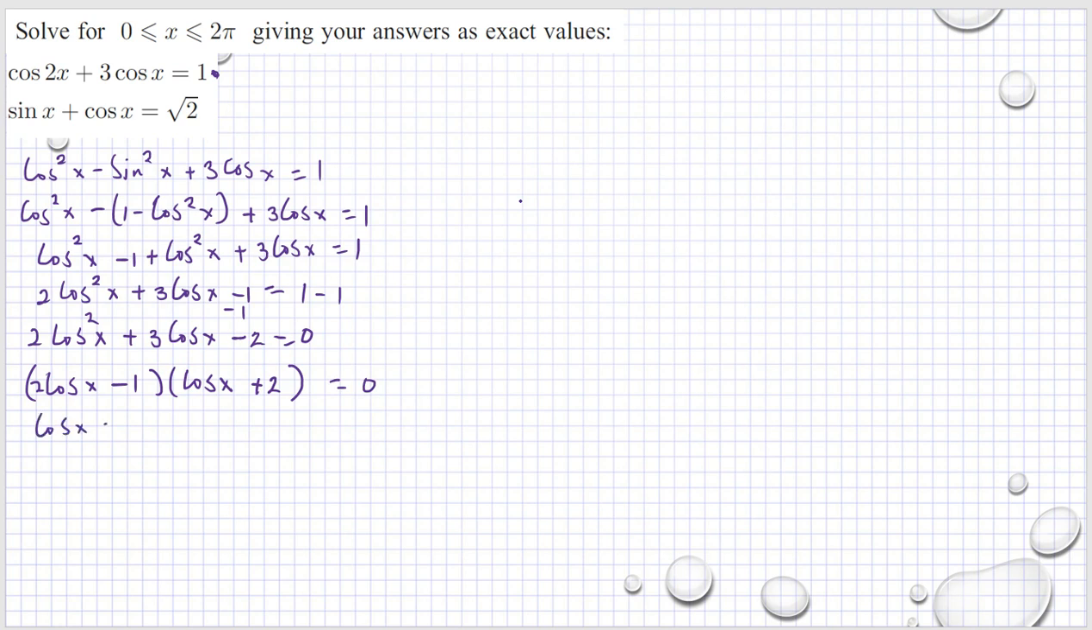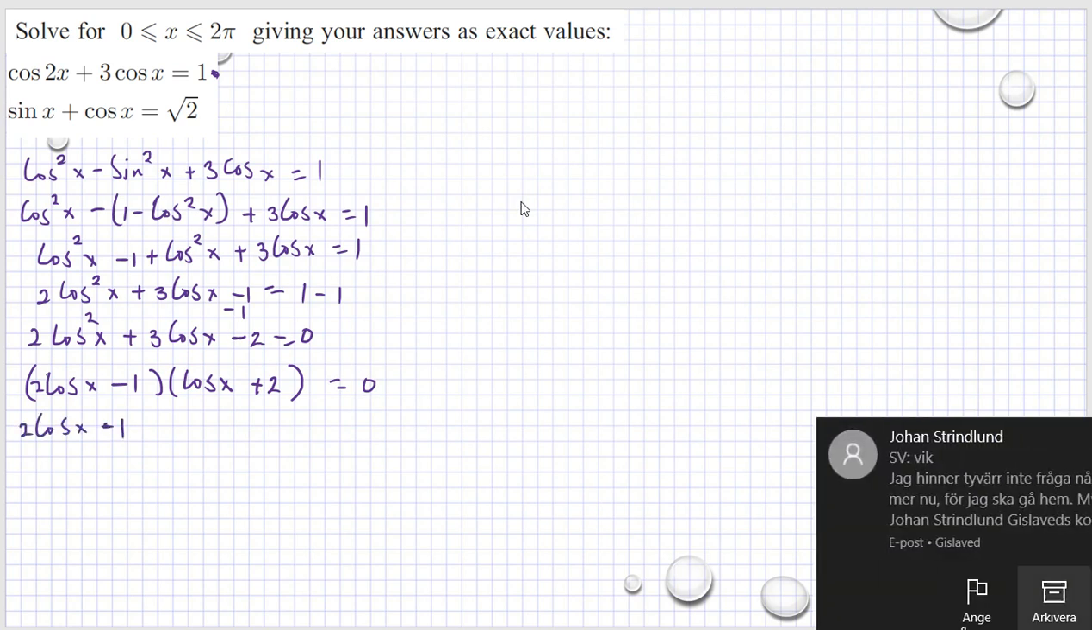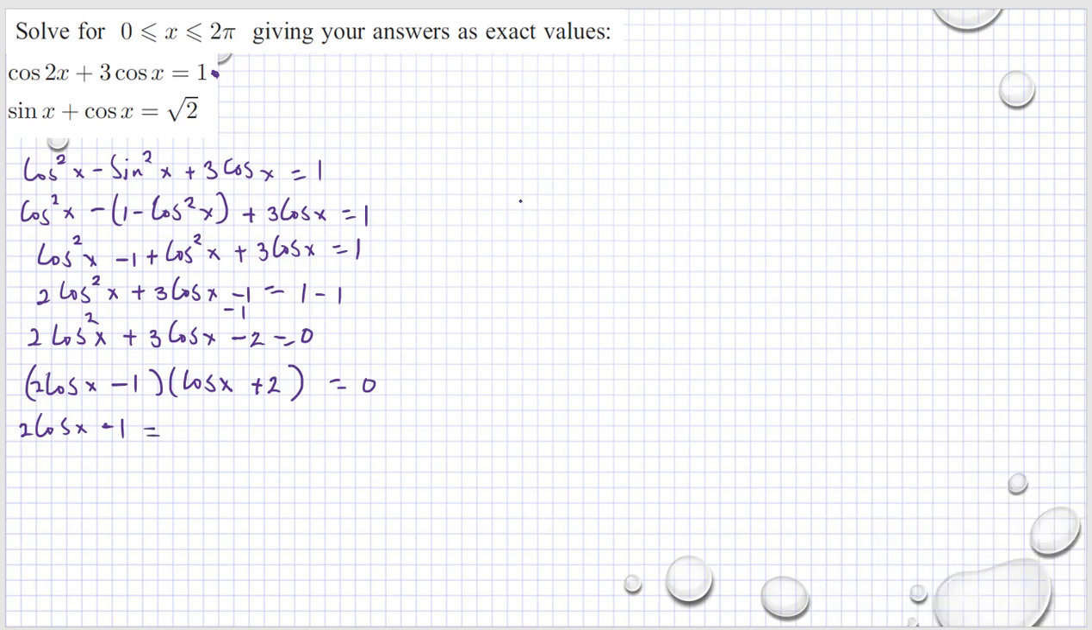So cosine x minus 1, 2 cosine x minus 1 is equal to 0. So we have 2 cosine x is equal to 1. So we have cosine x is equal to 1/2. And we know that we have 1 there, 2 there, and square root of 3 there. So we have 60 degrees, or pi over 3. x now is equal to pi over 3.